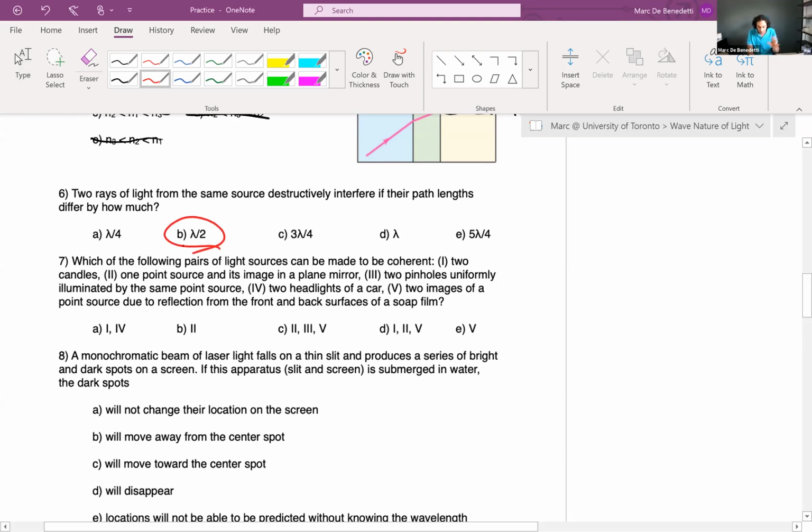Now, that's not the only answer, of course, but it's definitely not the other ones. It's not a quarter lambda out of phase or 3/4 lambda out of phase. Lambda out of phase would actually be bright, and these ones would all be kind of middle. These wouldn't necessarily be bright or dark, but lambda over 2 would have worked. 3 lambda over 2 would have worked. 5 lambda over 2 would have worked, but those aren't options. But out of all the options, lambda over 2 is the only option.